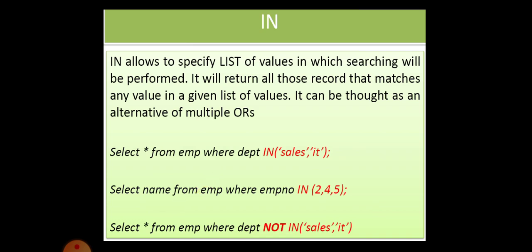We can complement the IN using NOT IN sales and IT. So the compiler deliberately avoids, or doesn't choose, the employee records of those who are working in sales and IT.